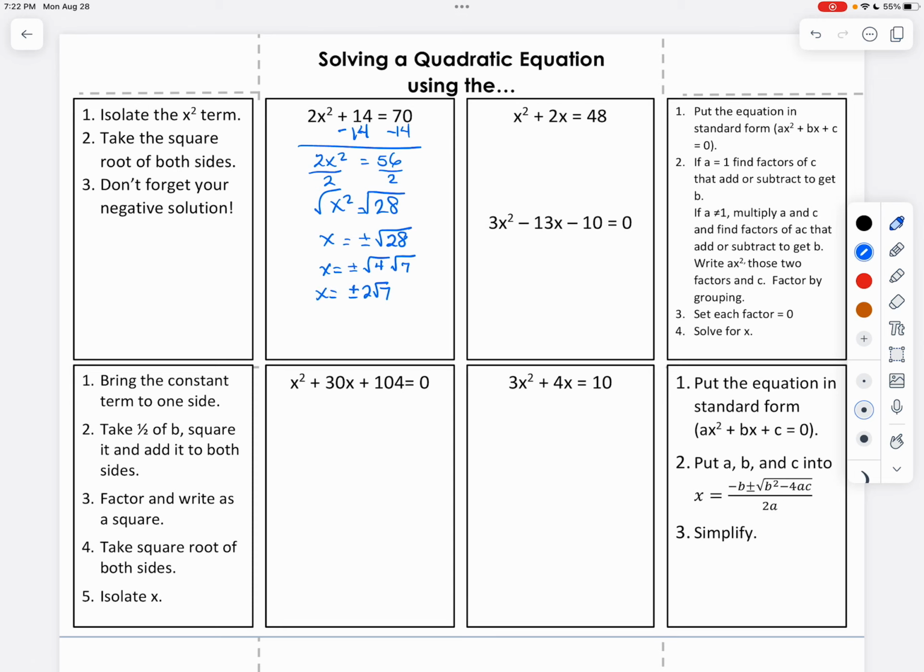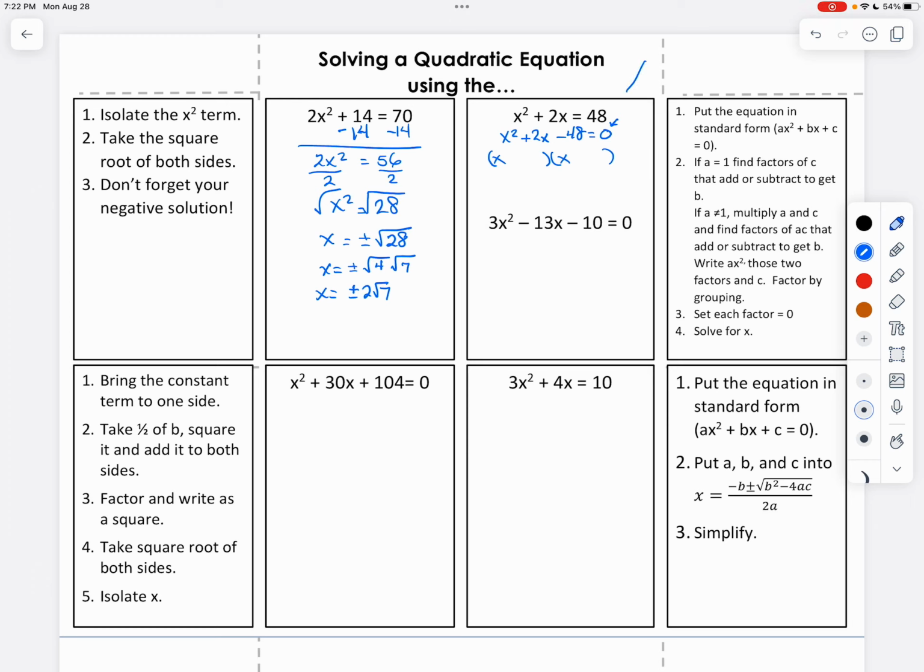A second method is called factoring, and that can be used when you have an x squared term, a bx term, and a c. So in our first situation, we have x squared plus 2x minus 48 equals 0. There are lots of things that multiply to 48, but 0 is special. You must have it in standard form with everything on one side. So we ask ourselves, what are factors of x squared? Well, x times x gets us x squared.